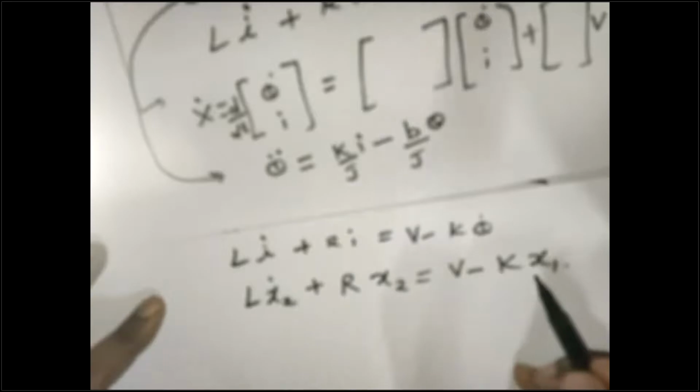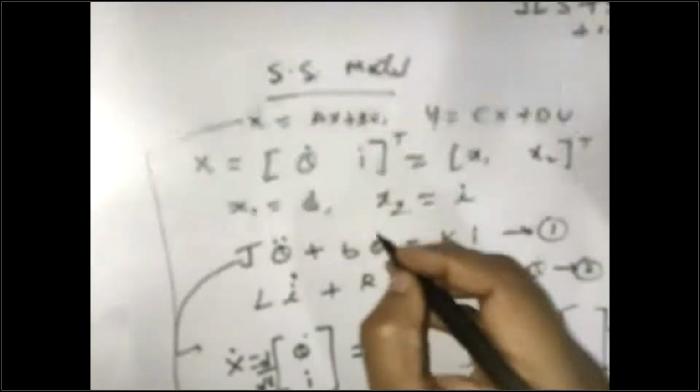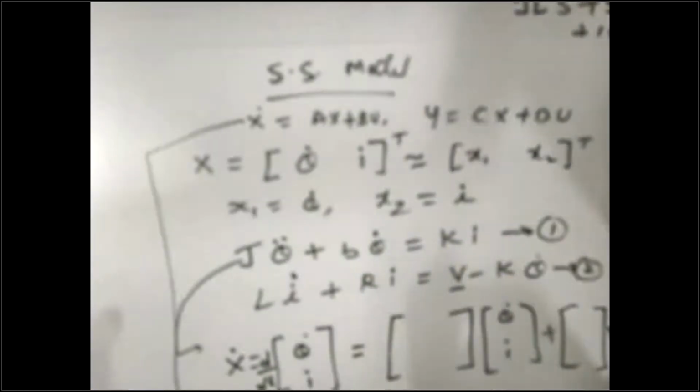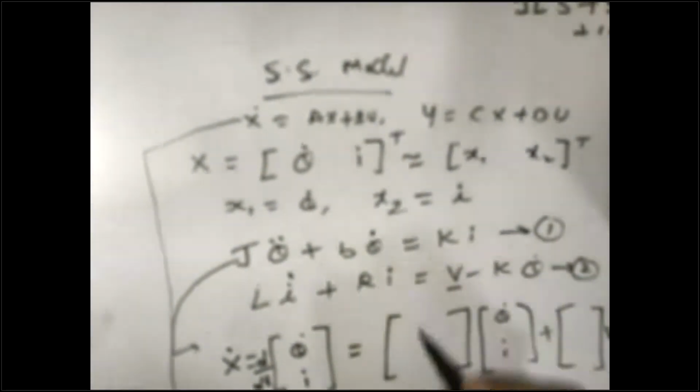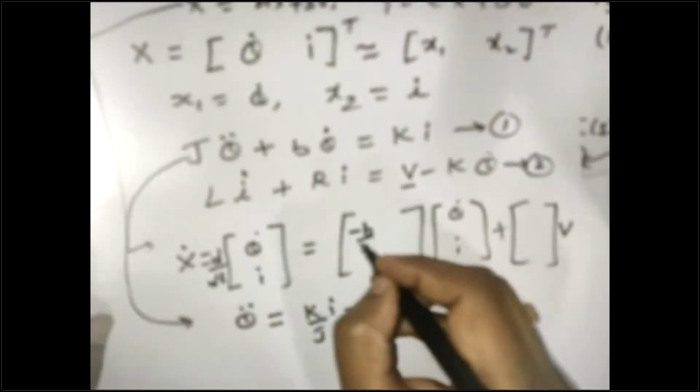Sorry, this is B theta dot, not B theta. This is B theta dot. So now theta double dot equals minus B by J into theta dot, plus K by J into I. So this is coming from theta double dot.